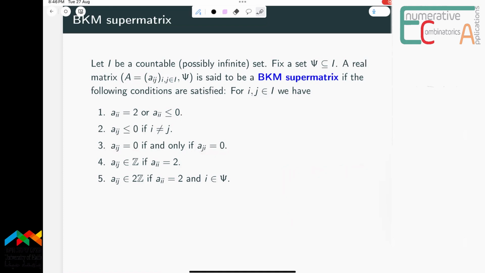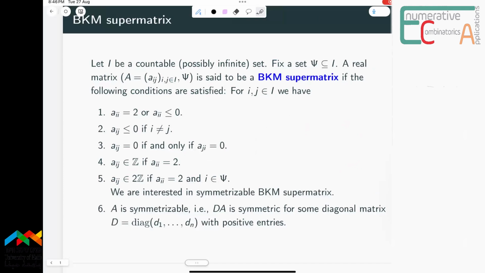If the diagonal entry is 2 and my i belongs to this side, then all the entries in that row are even integers. So this psi super means we are using Z2 gradation. This psi is used for grade 1 elements. So my vertex set I is Z2 graded, I0 union I1. This psi will denote grade 1 elements, the other elements are of grade 0.